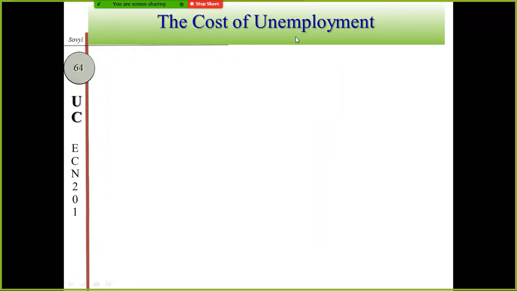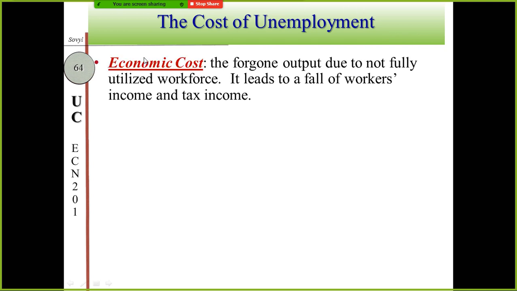Okay, this is the cost of unemployment, or disadvantages of unemployment. There are many costs or disadvantages of unemployment, but to make it easy, they are grouped into only three types. The first is economic cost. Economic cost is the cost that comes from unemployment. It refers to the foregone output due to the workforce not being fully utilized, not fully employed.